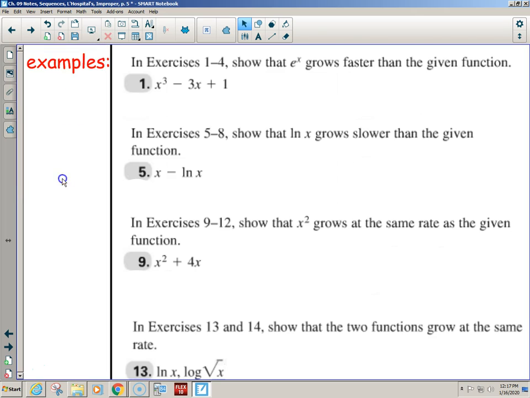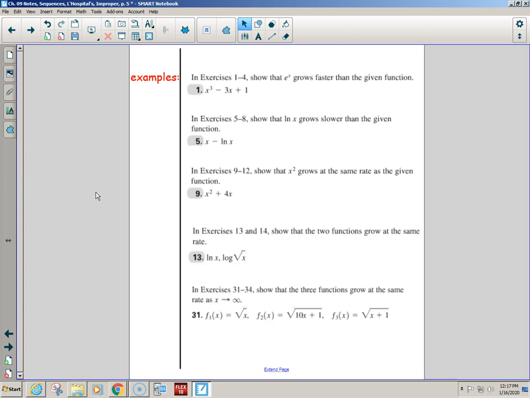Question. If they ask us to show that one is faster or one is slower, what do we really just need to do, based on what we've seen so far today? Take the limit as x goes to infinity, and who's on top and who's on bottom? It doesn't matter. Why? Because you can show the top is slower or the bottom is faster, and that's the exact same thing, right?